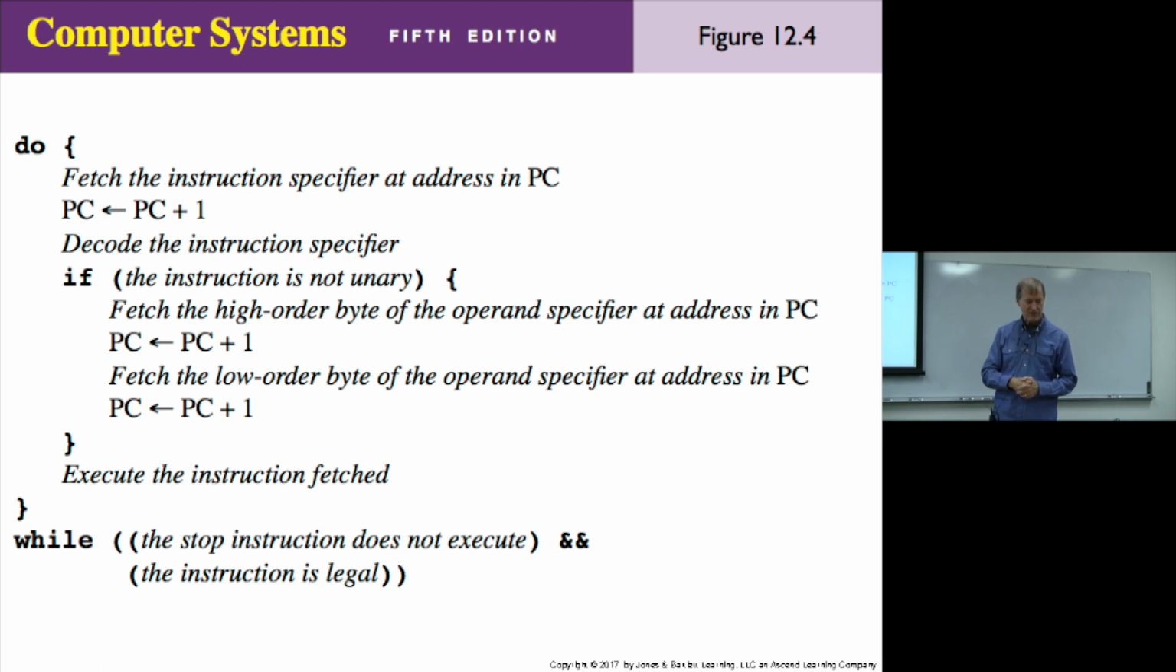Question? How large is the instruction register? Good question. The question is, how large is the instruction register? It is 3 bytes, to take into account that you might have to store 3, but sometimes it doesn't use the last 2. On a unary instruction, it just uses the first byte. We'll see here in a second again how big the instruction register is.